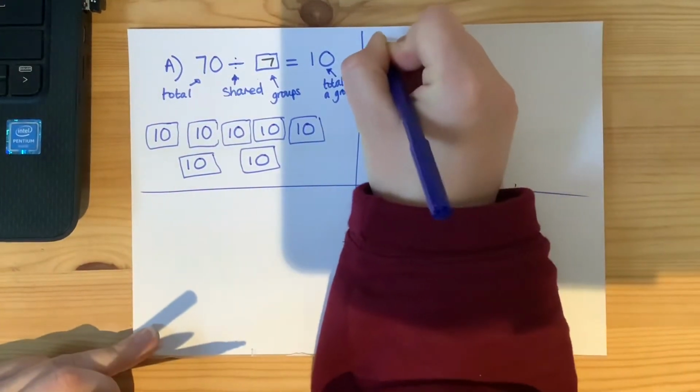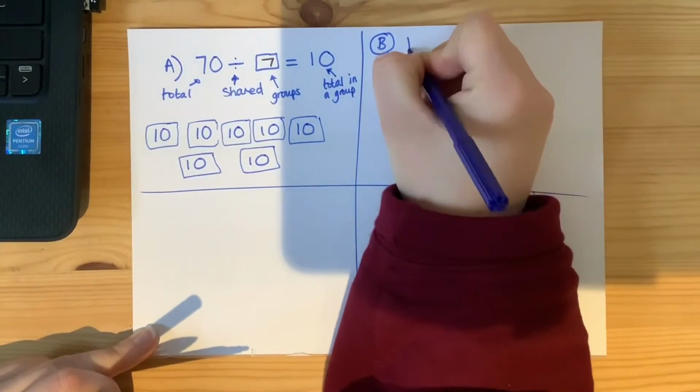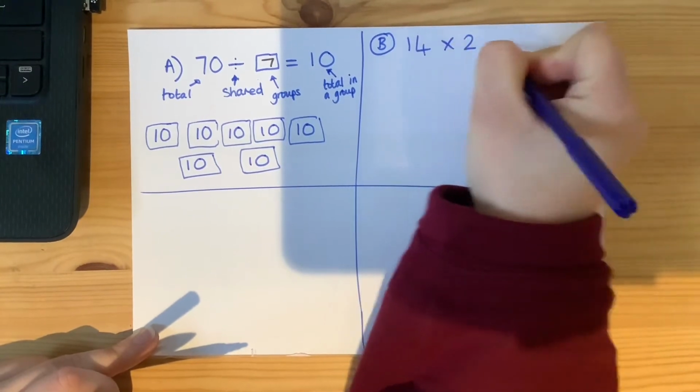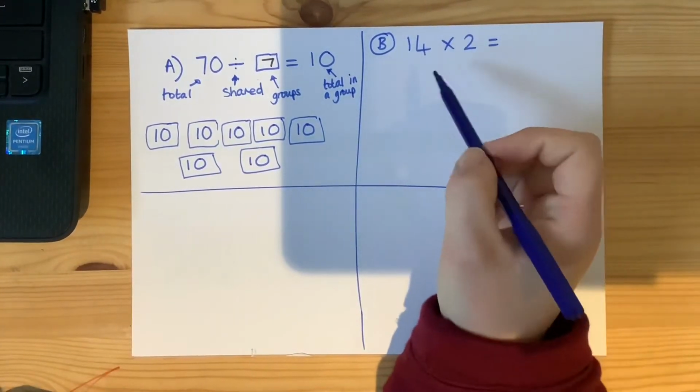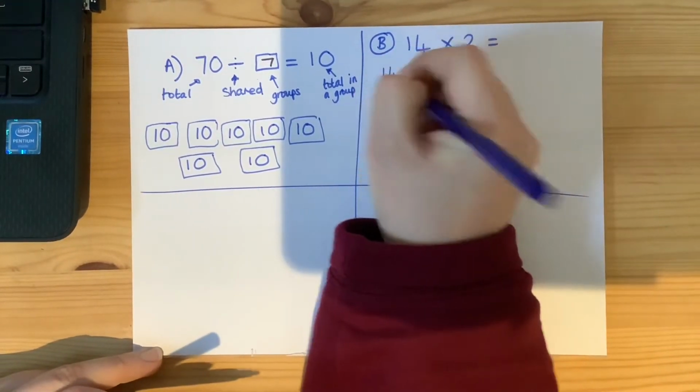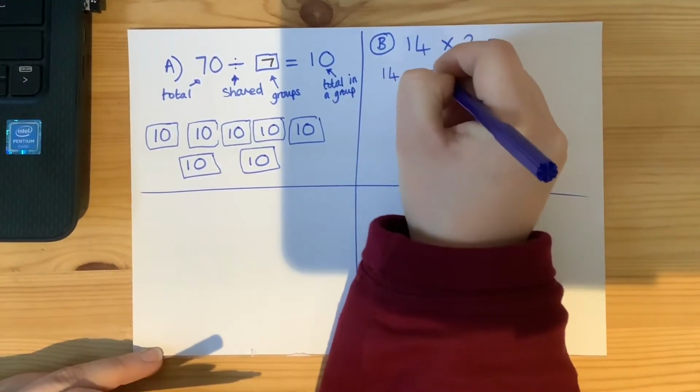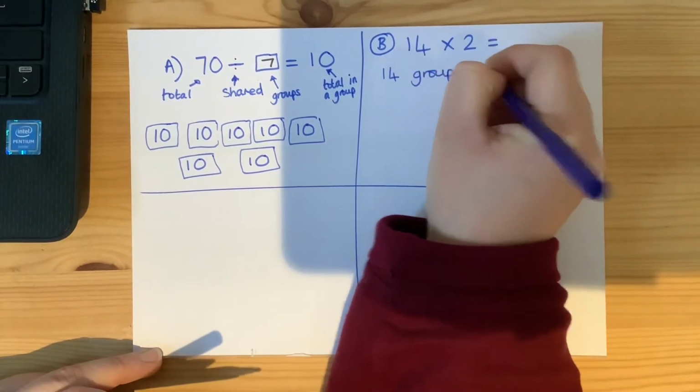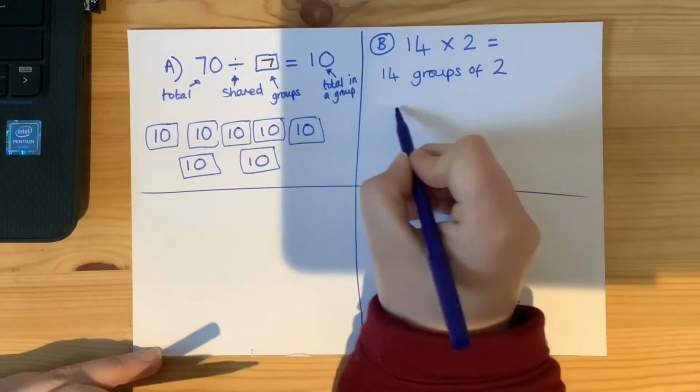And let's look at B. Now here we have 14 times 2 equals, that means we have 14 groups of 2, because times also means lots of or groups of. So we have 14 groups of 2. So we could draw a bar.